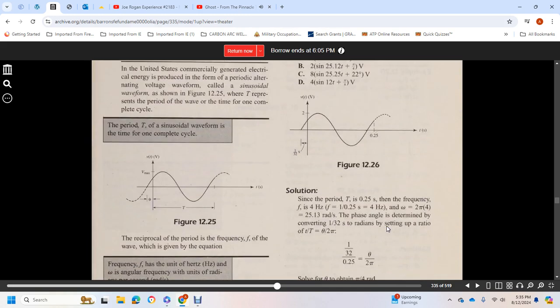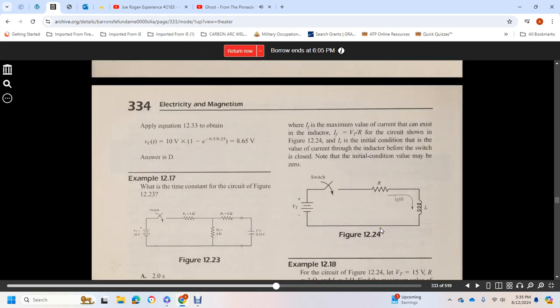And then we go from there, where I_F is the maximum value of the current in the inductor, I_F equals V over R of the circuit shown in figure 12.24. The initial condition is the value of the current in the inductor before the switch is closed. Note the initial condition value may be 0.